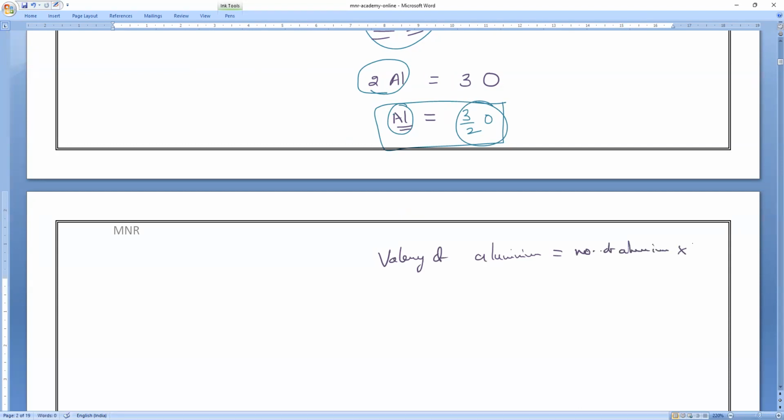Number of aluminum atoms and number of oxygen atoms that are reacting. So number of aluminum, how many? Two. Combining with oxygen, how many? Three. So if you make it oxygen, the 2 will get cancelled.